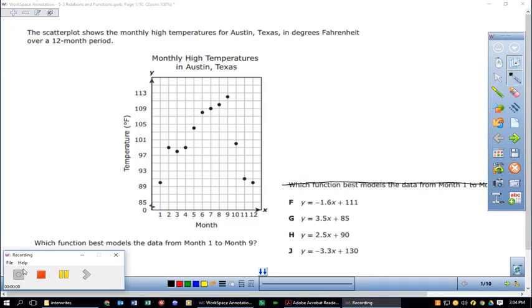Day 3, Relations and Functions. As a refresher, we have this warm-up problem that actually turns into a linear regression problem. The scatter plot shows the monthly high temperatures for Austin, Texas, in degrees Fahrenheit over a 12-month period. Which function best models the data from month 1 to month 9?